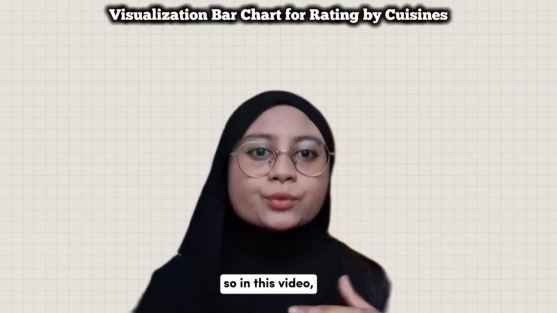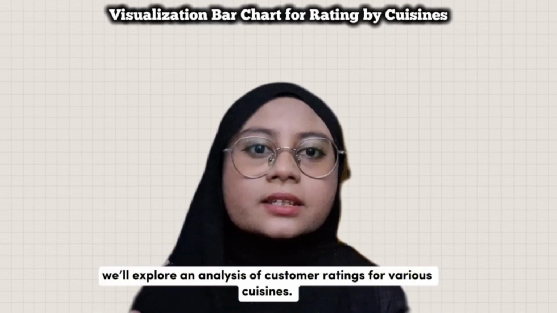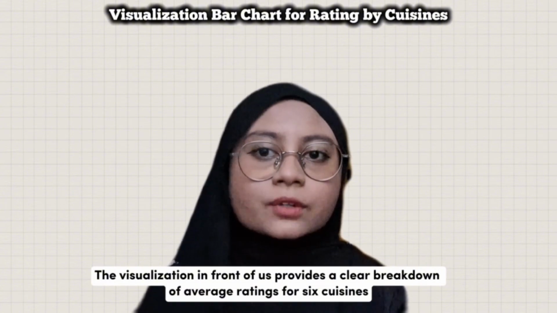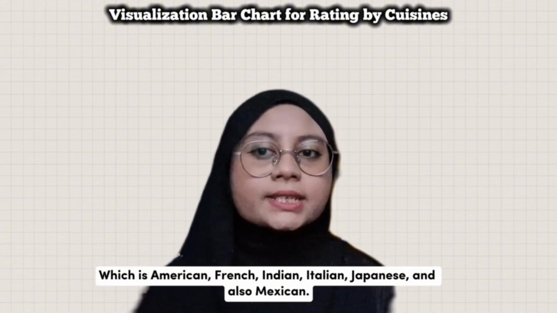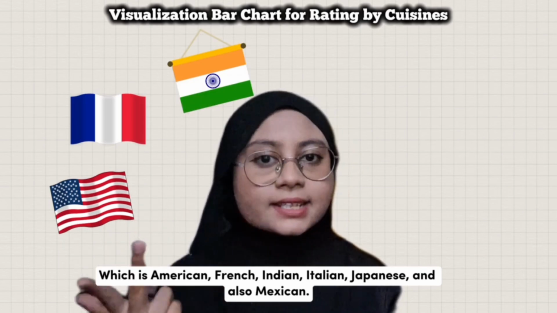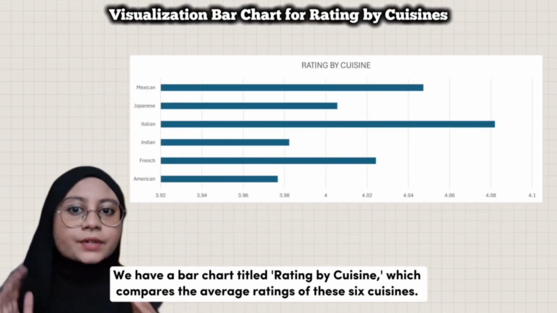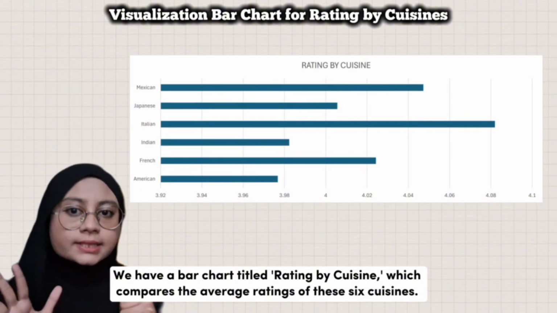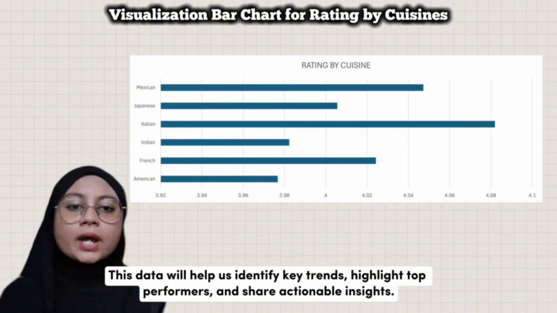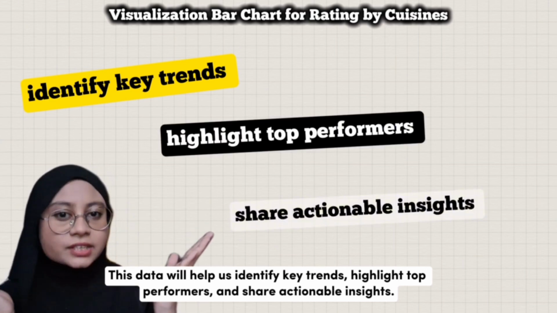So in this video, we will explore an analysis of customer ratings for various cuisines. The visualization in front of us provides a clear breakdown of average ratings for 6 cuisines, which are American, French, Indian, Italian, Japanese, and also Mexican. We have a bar chart titled rating by cuisine, which compares the average ratings of these 6 cuisines. This data will help us to identify the key trends, highlight top performers, and also share actionable insights.